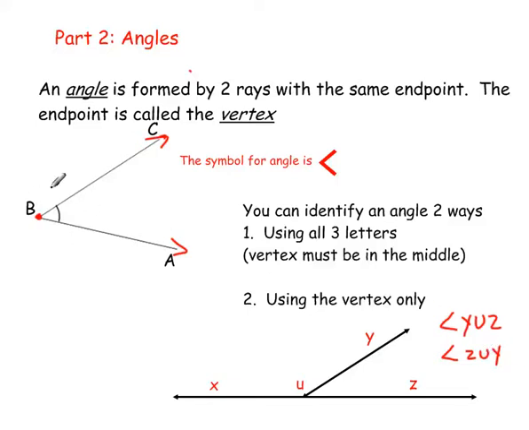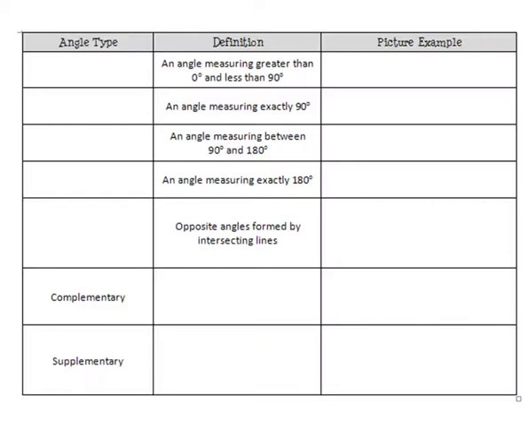If I'm only looking at one angle, like this one over here, see, this one has 2 different angles. But if I'm only looking at one angle, I can also identify it using the vertex. So I could call this angle B. I can't use the vertex in this one because there's 2 angles. So if I said angle U, you wouldn't know if I were looking at this angle or if I were looking at this angle. Okay.